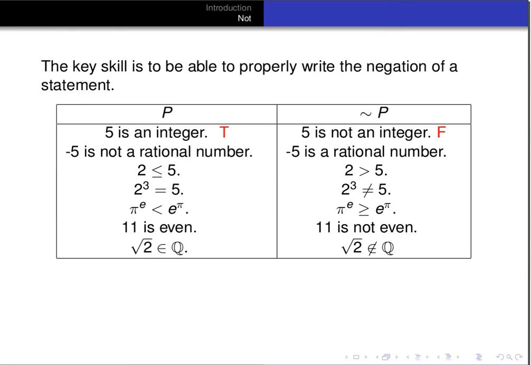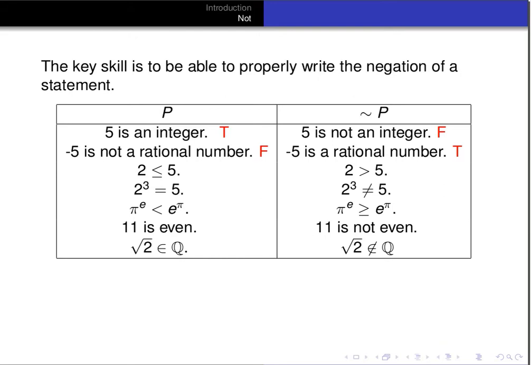Okay? 5 is an integer, that's a true statement. So in the negation, 5 is not an integer is a false statement. How about the statement -5 is not a rational number? Well, the negation of that statement is that -5 is a rational number. And of course, -5 is a rational number, so the negation of this statement is true.